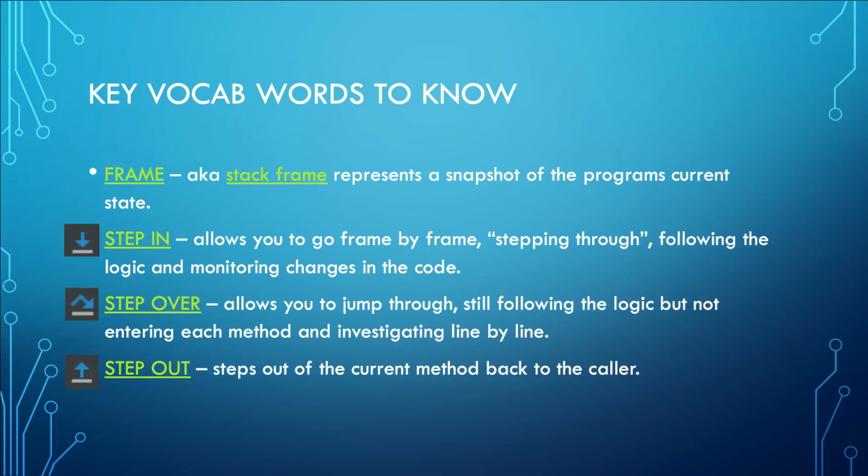Step over allows you to jump over those methods that you aren't interested in investigating. Still following the logic, but not having to look at every single different method call. Then there's step out. Step out lets you jump back to the caller. So if you were in a method and you're like, I don't want to be in this method, then you press step out and it would go to the previous stack frame.